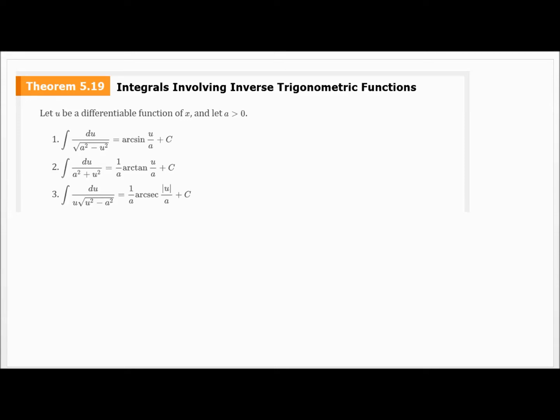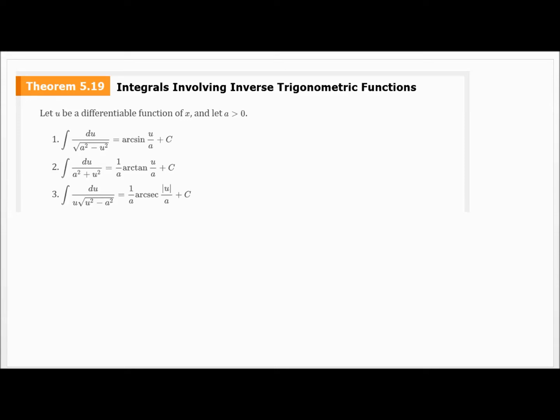Topic in Calculus 1. We want to talk about integrals involving inverse trigonometric functions. We have 3 integrals we're going to take a look at. I'll tell you why 3 and not all 6 of them in just a minute. You probably already have some thoughts on that.